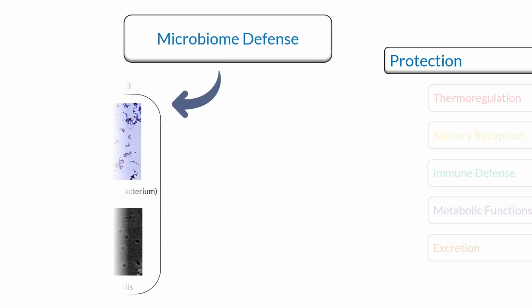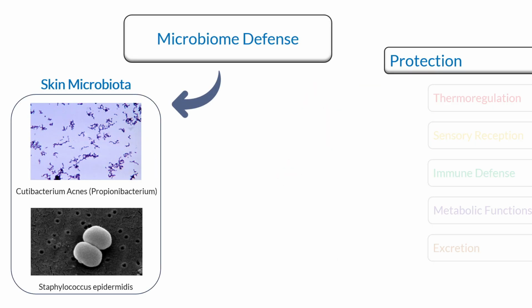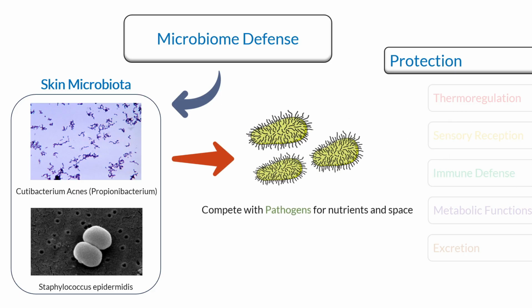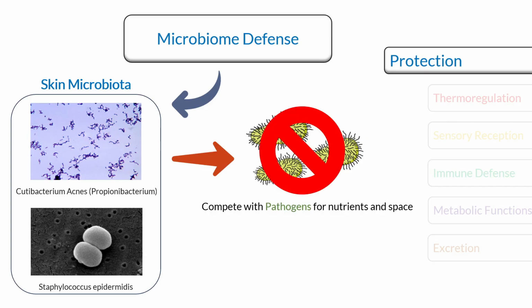The skin hosts a community of commensal microorganisms known as the skin microbiota. These non-pathogenic microbes compete with harmful bacteria for space and nutrients, making colonization by pathogens more difficult. In addition, they contribute to immune modulation, helping the skin learn to distinguish harmless antigens from dangerous ones, a concept known as immune tolerance.